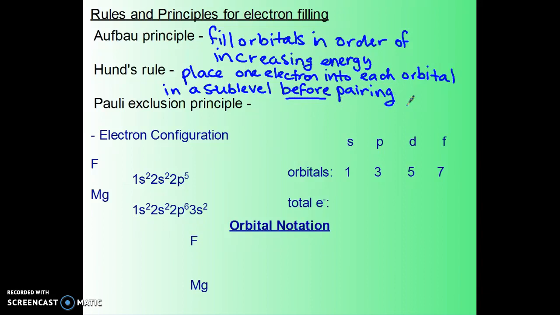And the last one is the Pauli exclusion principle. The Pauli exclusion principle says that if an electron is in an orbital with a certain spin, it's the only electron that can be in that orbital with that spin. So when we're filling up the orbital notation, we'll explain what that means in more detail. But 2 electrons in the same orbital must have opposite spin.